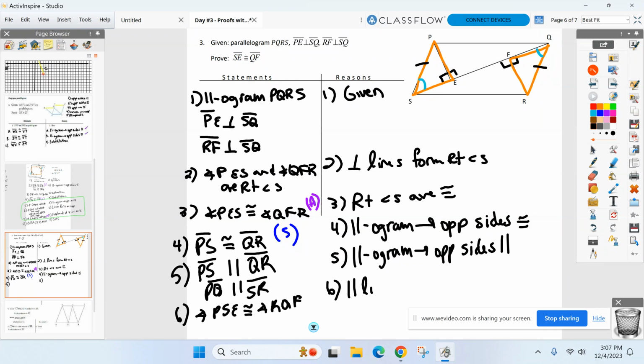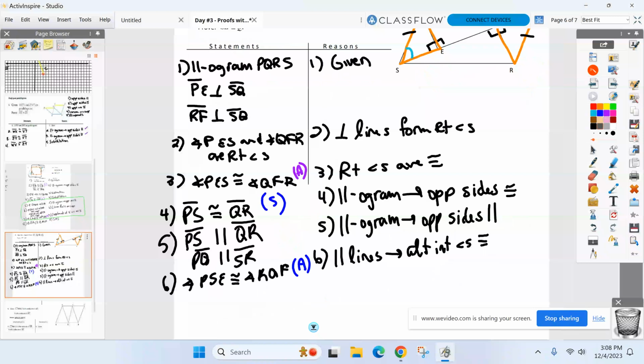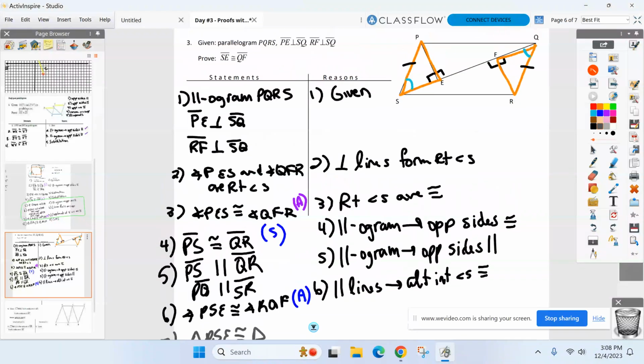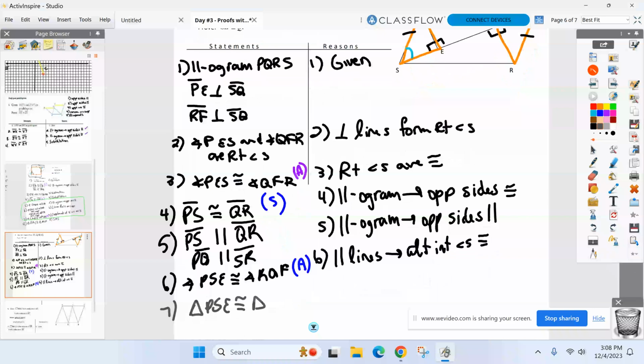Parallel lines, and this goes back to Unit 3. Ooh, parallel lines imply alternate interior angles congruent. And that gives me my third pair that I needed. Now I just got to figure out what the method is to say triangle PSE is congruent to triangle RQF.